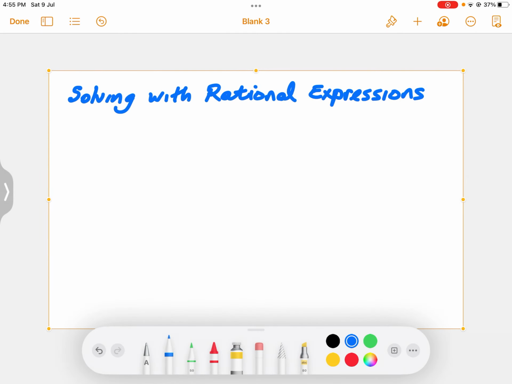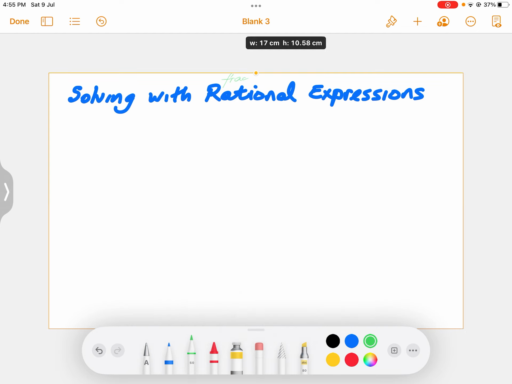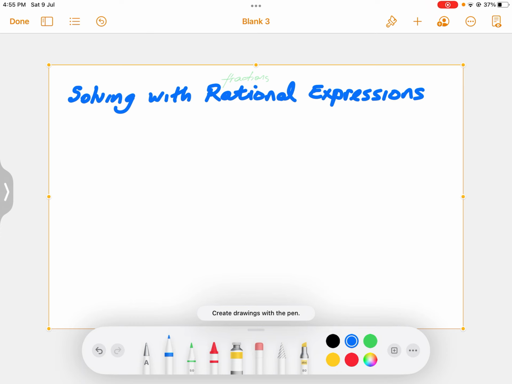I'm going to be looking at solving some equations which have fractions in them. Fractions are considered to be rational expressions. So whenever you see the word rational, you've got to try to think of the word fractions. Rational just means that there's a numerator and a denominator. So let's have a look at solving a rational expression.